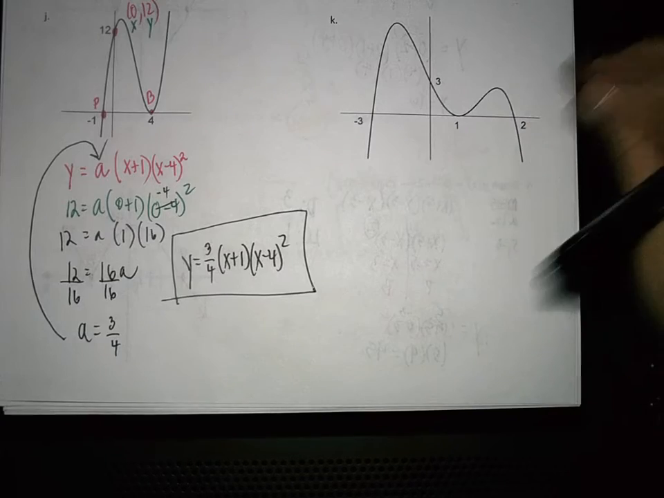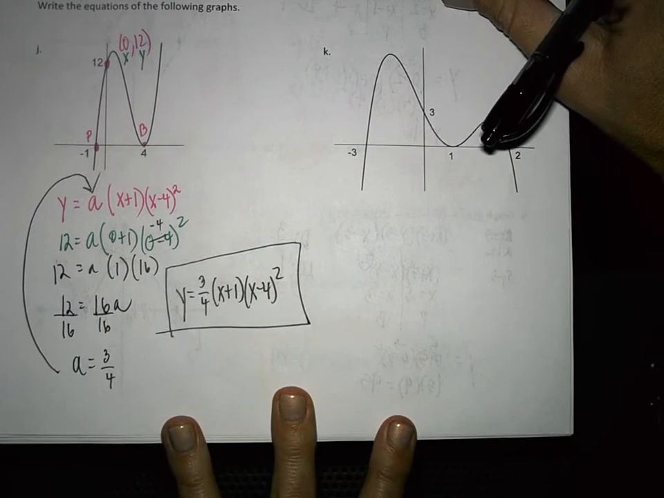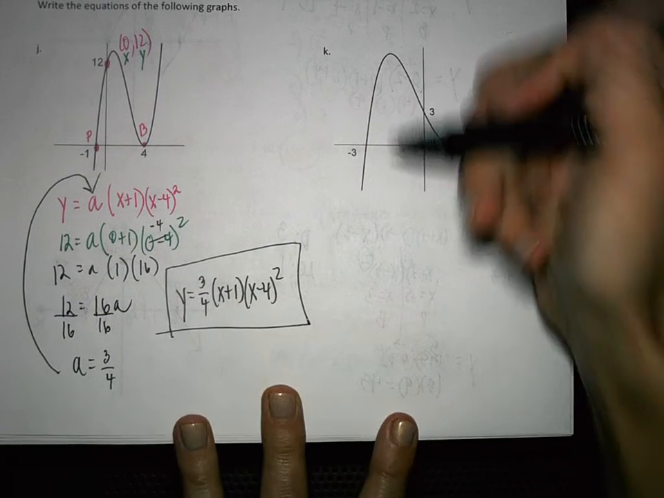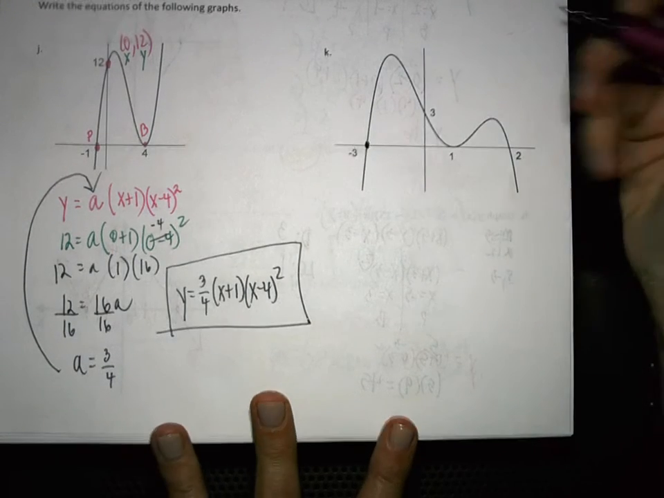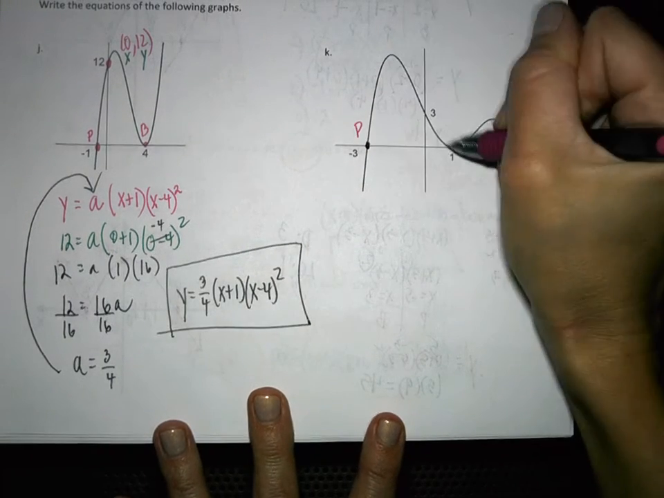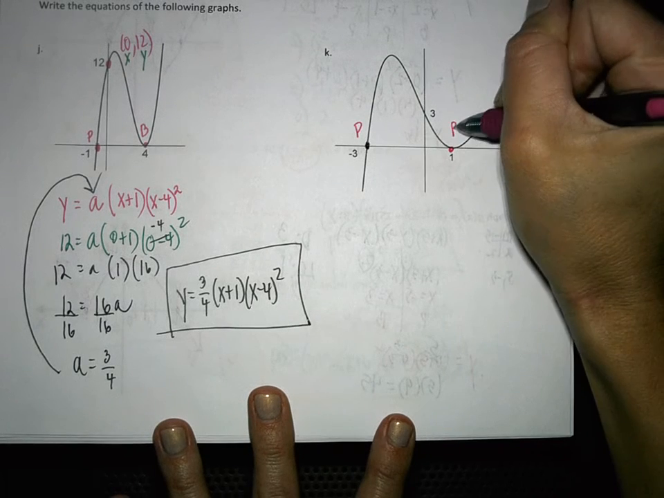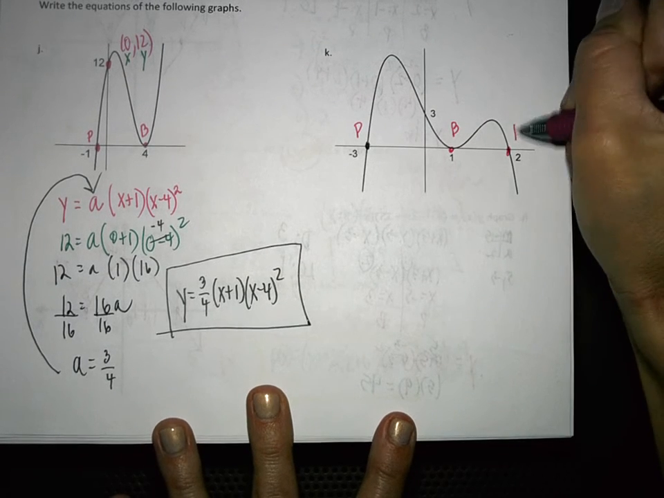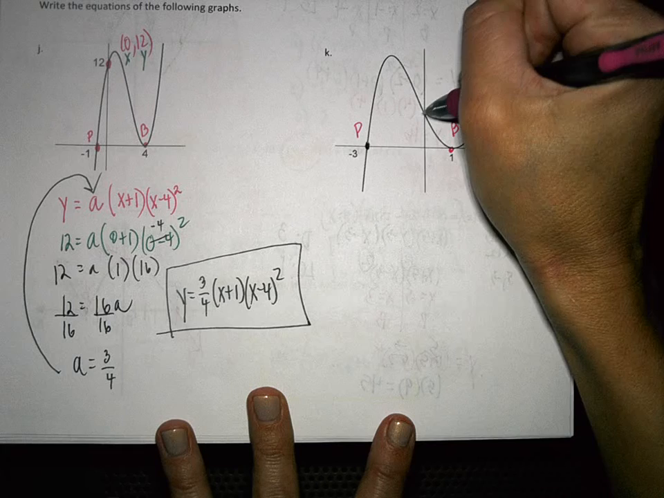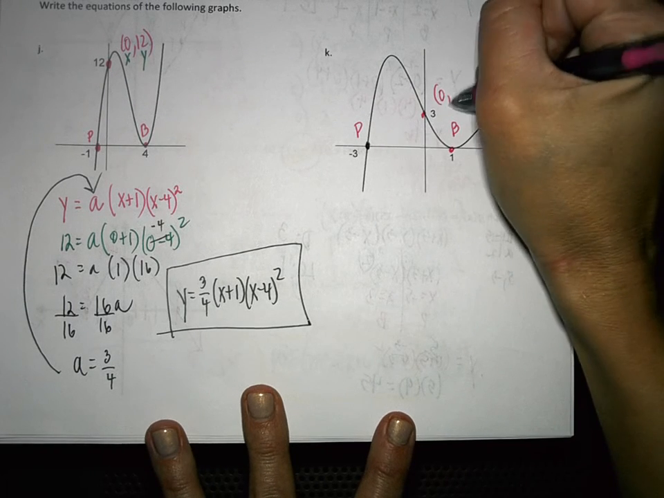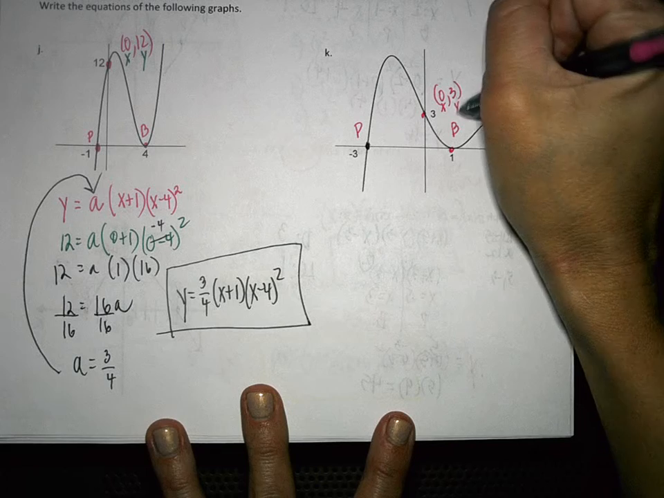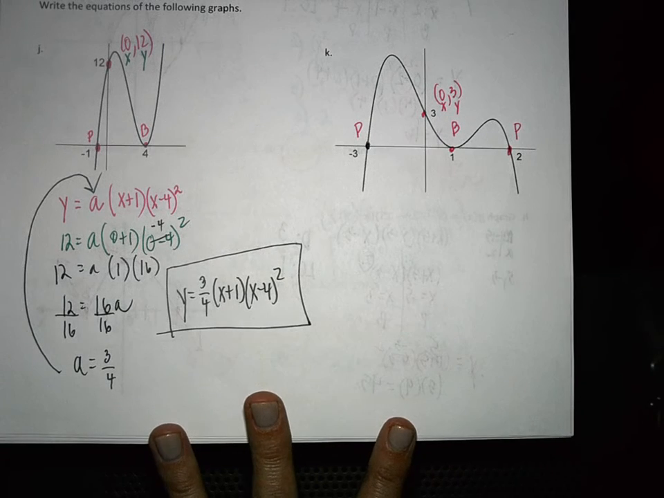Okay, last example for today. Same thing here. Pay attention to what each of these are. Is that a pass or a bounce? Pass. This is a pass. Also, this is our y-intercept, and that as an ordered pair is 0, 3. And I'm going to label them as x and y. Okay, so we're going to write our equation.